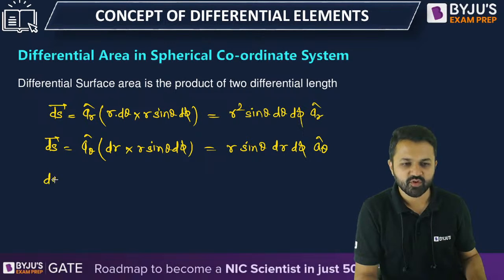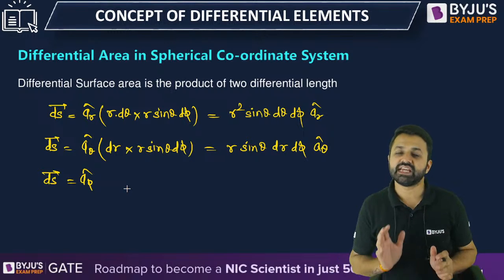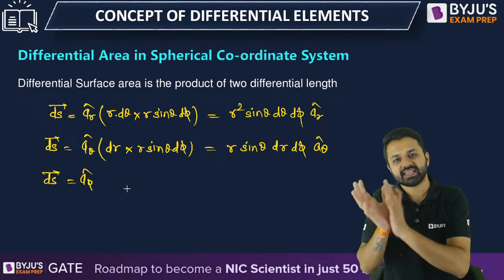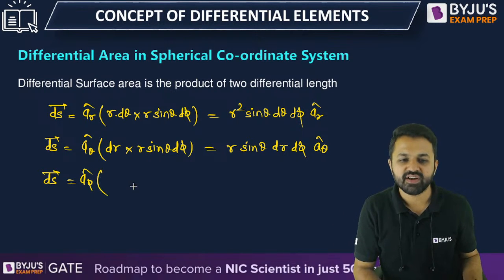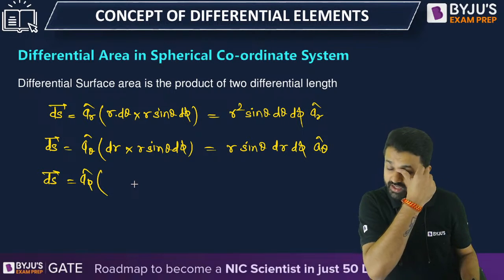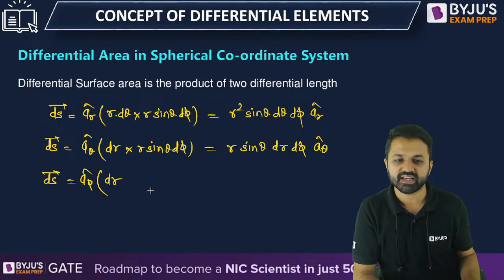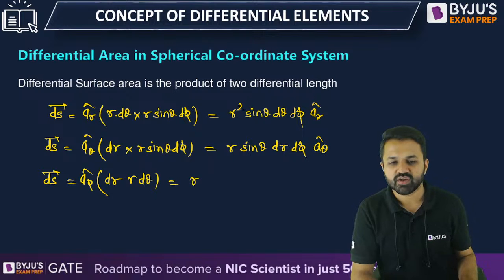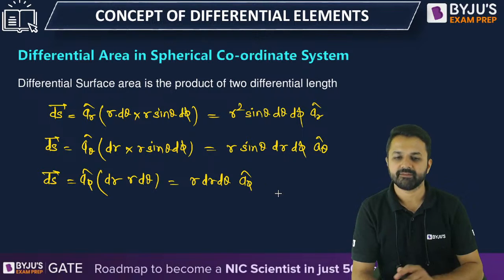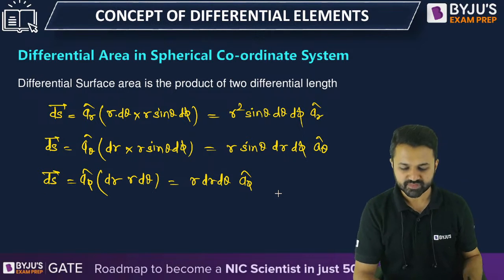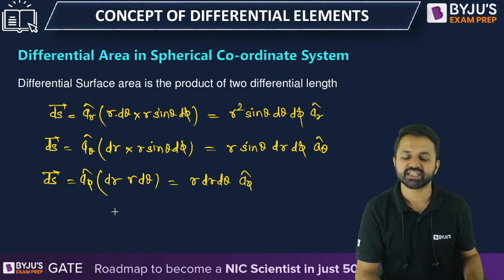Okay, and now if you want to write the differential surface in the direction of phi, I will take the coefficients of the other two. The coefficient of r is dr and the coefficient of theta is r d theta. So the final value is r dr d theta a_phi. Okay. So in this way, we have got the differential surface.